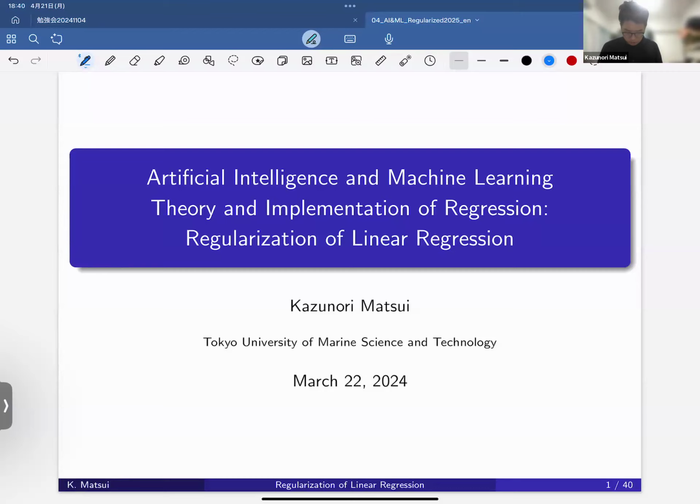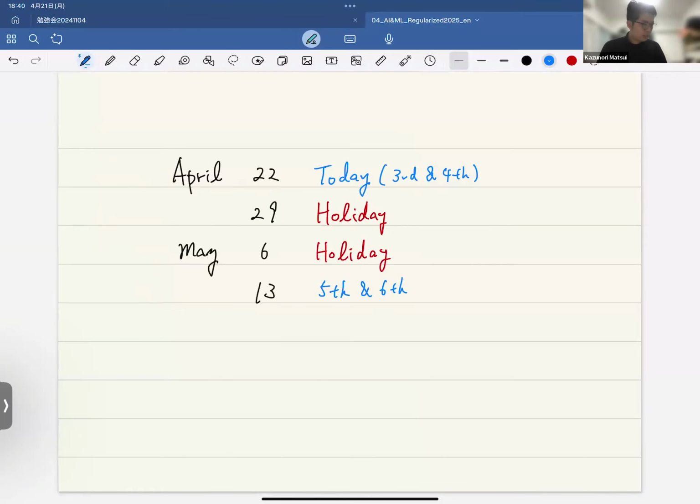Before the fourth lecture, I'll talk about the next lecture. Today is April 22nd. Next week, April 29th, will be a holiday for Showa Day. And the following week, May 6th, will also be a holiday, a substitute holiday for Greenery Day. Therefore, our next class will be on May 13th. So please note that this is quite far in the future, and keep this in mind when planning.